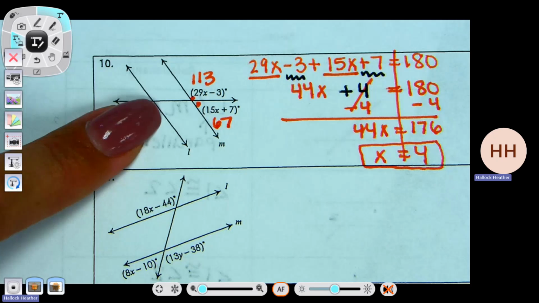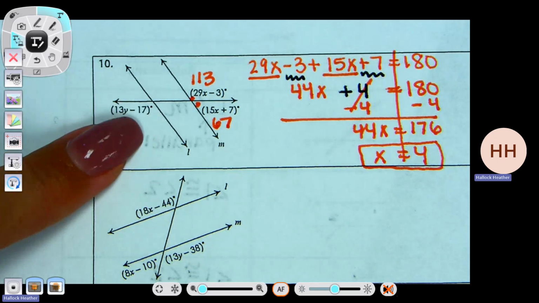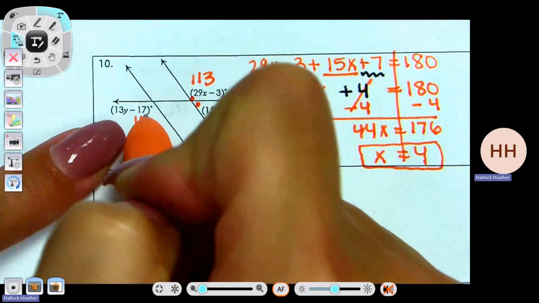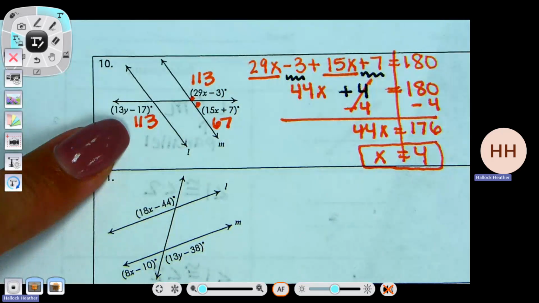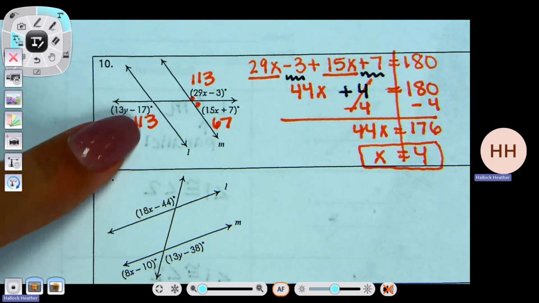Is y, this angle over here, is that 113 degrees or is that 67 degrees? It's not 67, no, 113. This is 113 because it's also large and in charge. It's obtuse. So what's the equation I can write to actually solve for y?